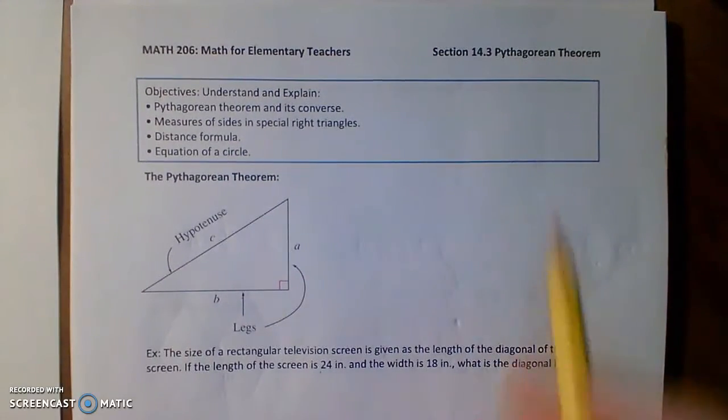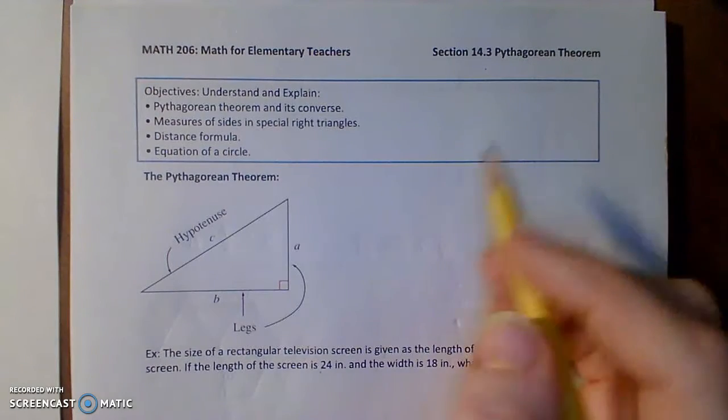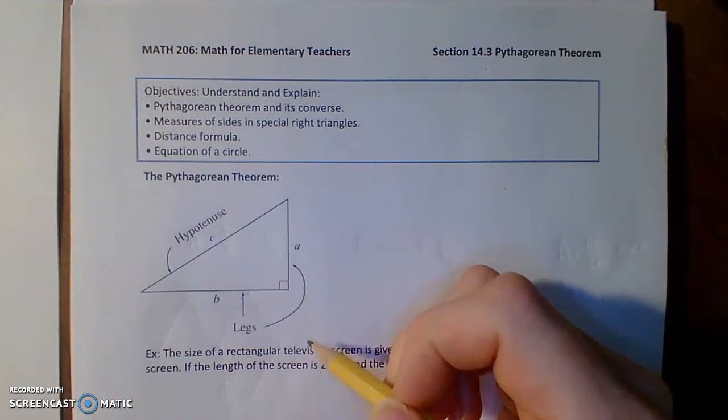Hey, Math 206, it's Dr. McGathy, and we're talking about the Pythagorean Theorem now, which relates the sides of the right triangle together.